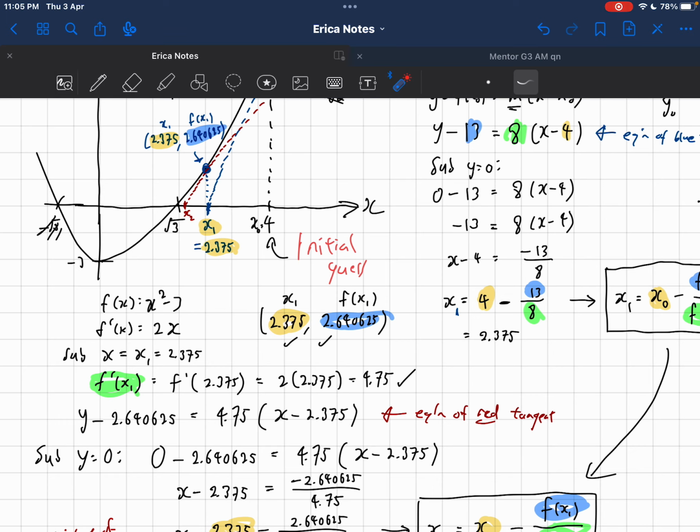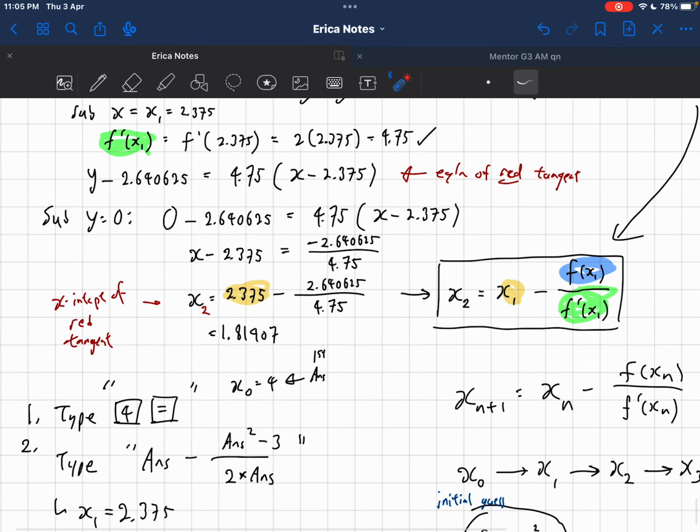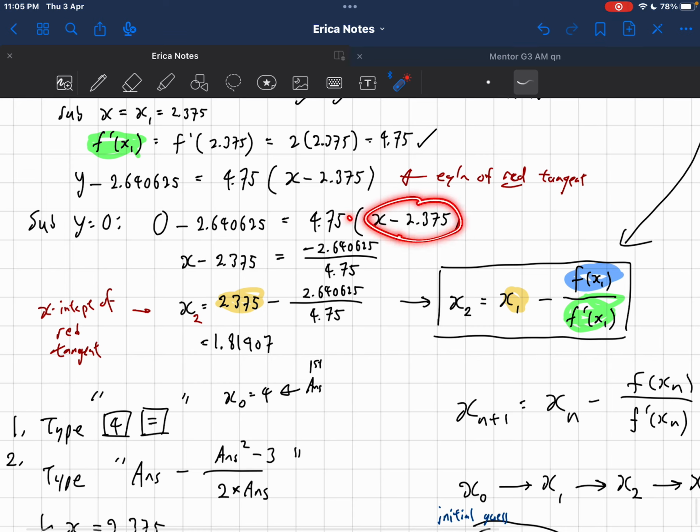What do we do next? We want to find the x2. x2 is the x-intercept, so that means that we have to sub y equal to 0. So we sub y equal to 0 directly. We get 0 minus this equals this. Now what we do is a clever trick. We try to make this guy the subject. So times, bring over, becomes divide. So it's negative 2.640625 over 4.75, the y coordinate over the gradient, minus outside, because it's 0 minus, so it's always a minus. Then minus 2.375, bring over, becomes plus, so it's positive 2.375 minus the y coordinate over gradient.